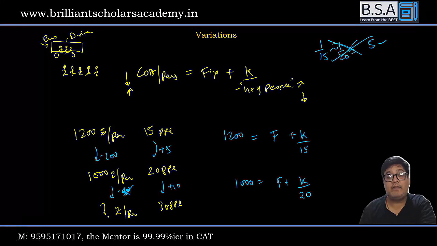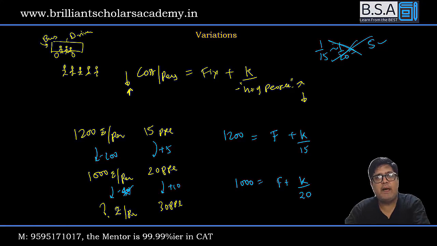Copy this down. The wording will be there. The cost of picnic per person is partially fixed and varies inversely with number of people. Varies indirectly with number of people. Take it down, write it down.